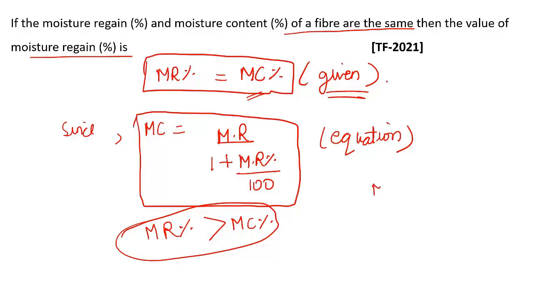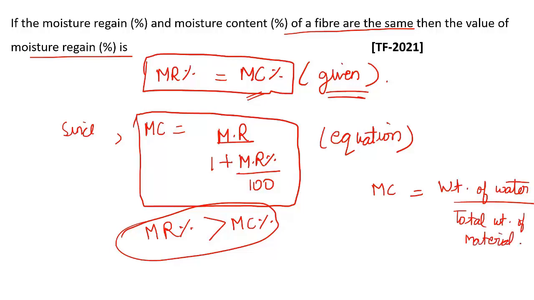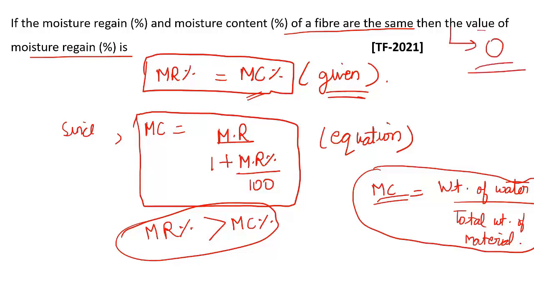So in case of moisture content, it is the weight of water upon the total weight of material. Whereas in case of moisture regain, only the oven dry weight is taken, so since the denominator is smaller, the moisture regain value is higher. So what will be the value in this question? The value of moisture regain is 0. So this will be the correct answer. You can write 0 here.